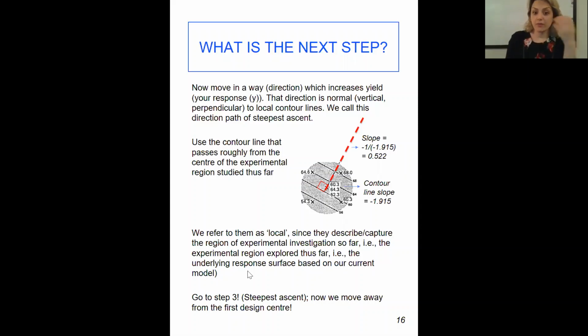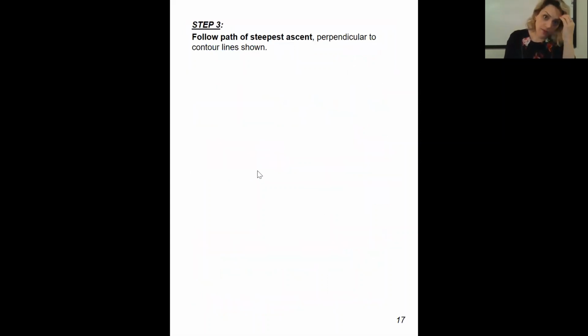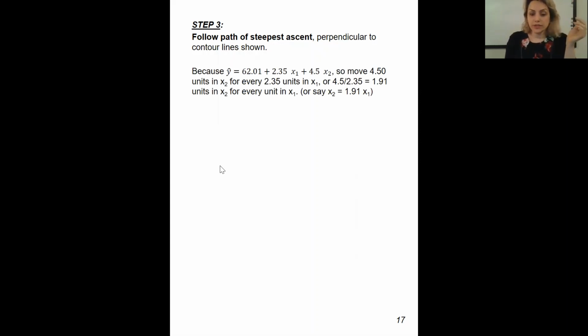Now we move away from the first design center. Our first design center was here, and we are trying to move away along the path because we are looking for the optimum value. We are looking for the point that is going to give us the optimum value for y. And we can see that y is increasing over here. So we would follow the path of steepest ascent, vertical to the contour line. And because the y estimate is equal to this, we are going to move 4.5 units in x2 for every 2.35 units in x1.